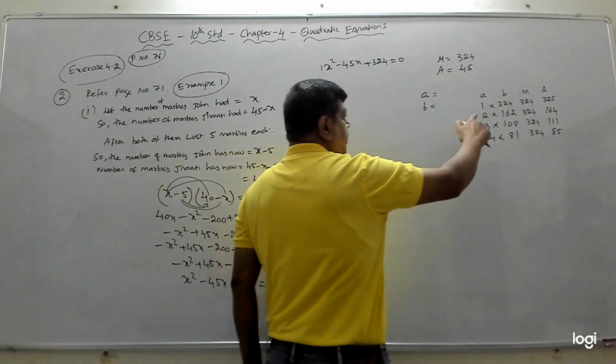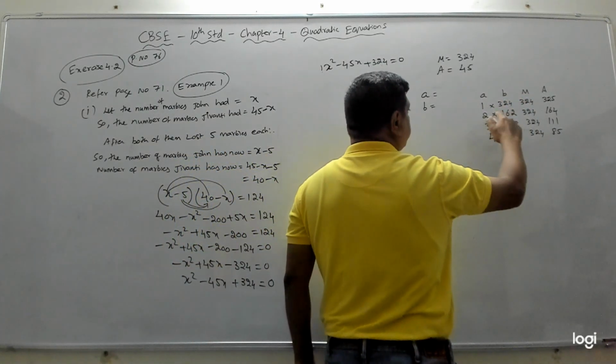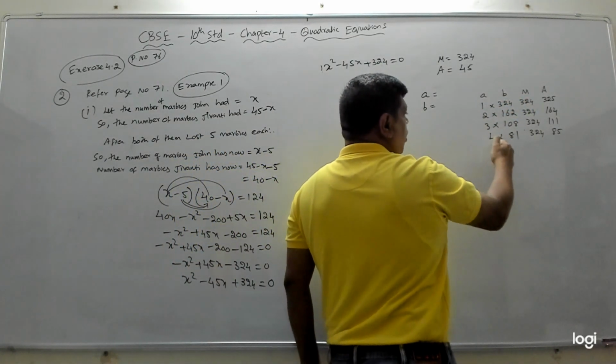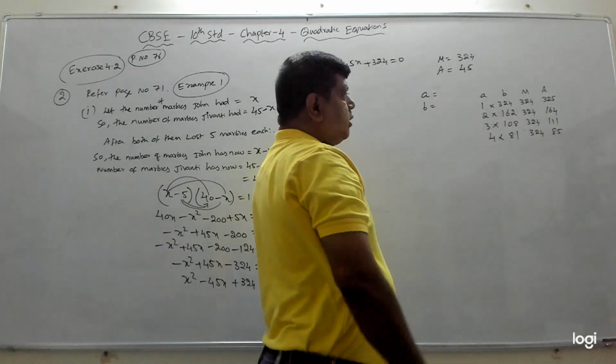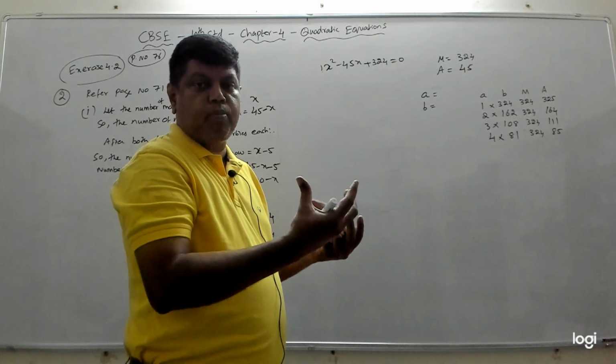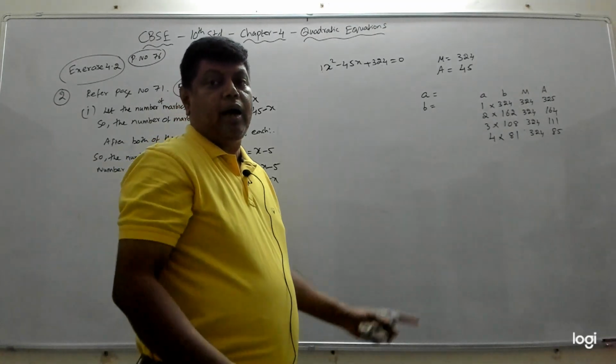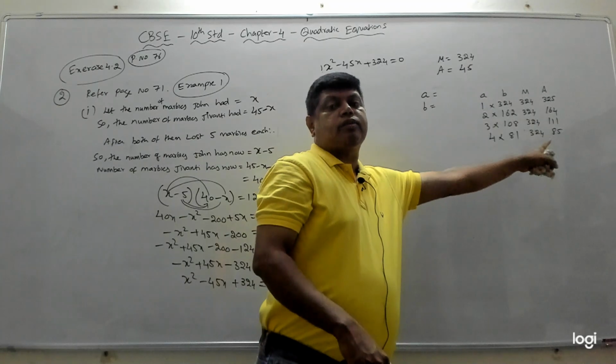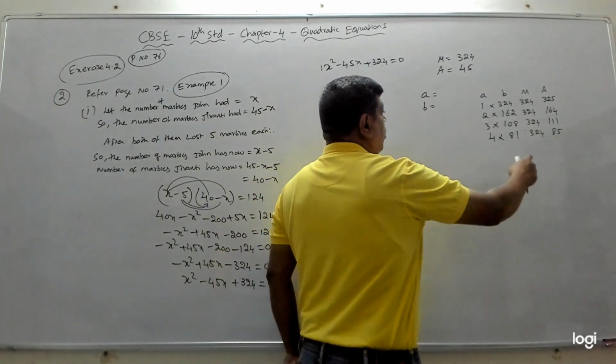And here what are we writing? We are writing 1 into 324 is 324, 2 into 162 is 324. Whichever numbers divide 324, we are trying to find all the two numbers whose product is 324. And then we are verifying the addition, the sum. When I add them, what do I get?